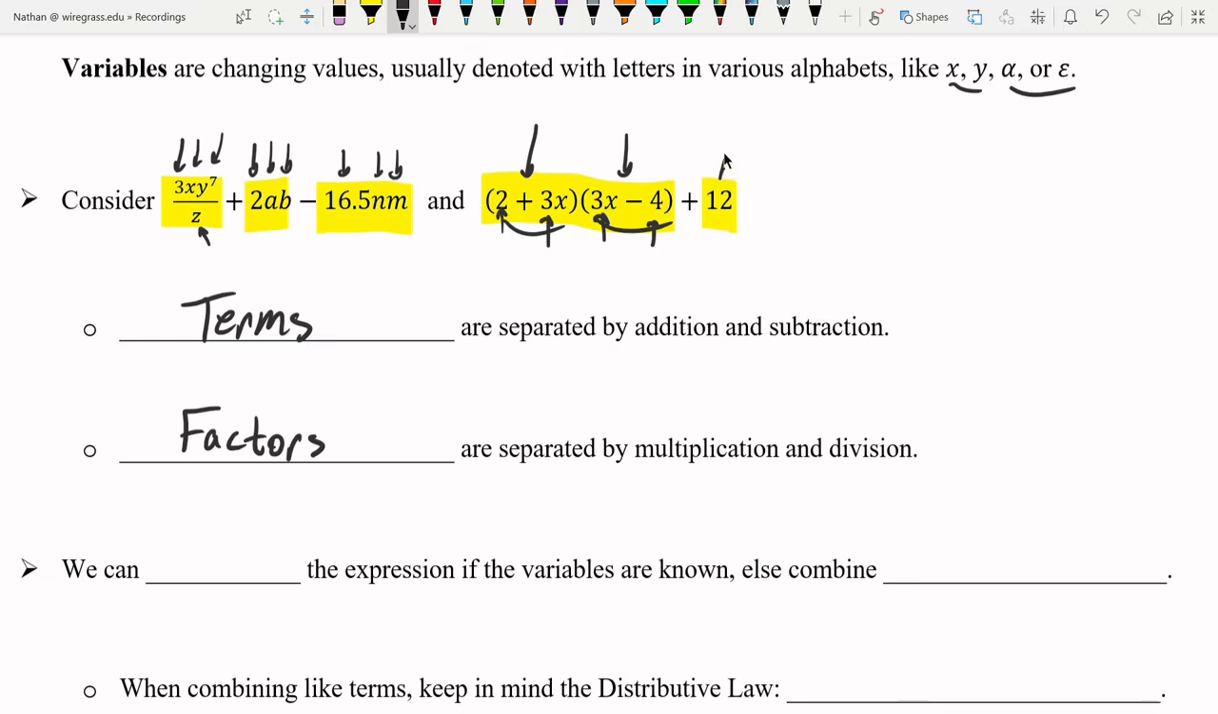And of course, 12 is a term. It's also its own factor. I can write 12 as 12 times 1. So 12 is a factor in its own right.